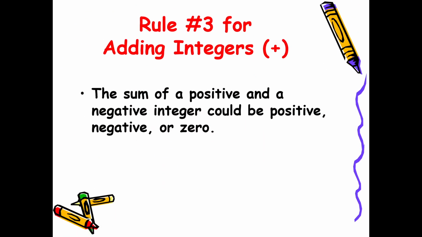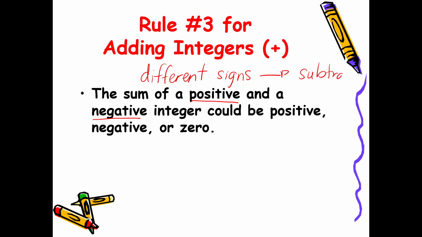Let's have rule number 3, adding integers. Rule number 3 is this: the sum of a positive and a negative integer could be positive. Again, a positive and a negative means they have different signs. You are given different signs. What do we do? We subtract. And after subtracting, the result can be positive, negative, or zero.